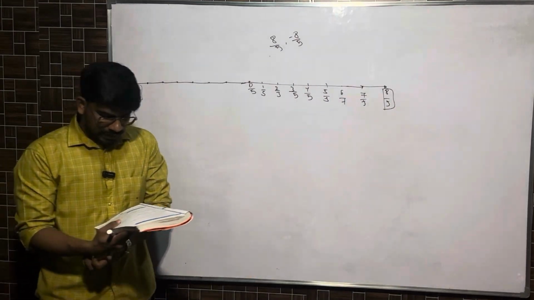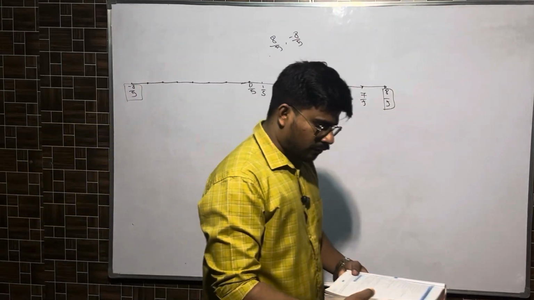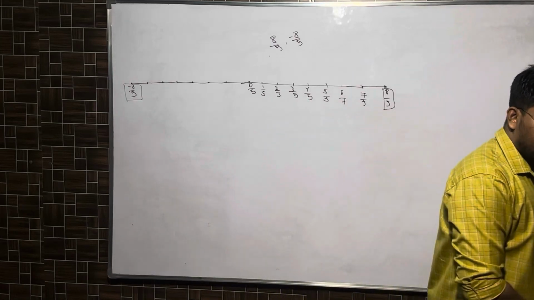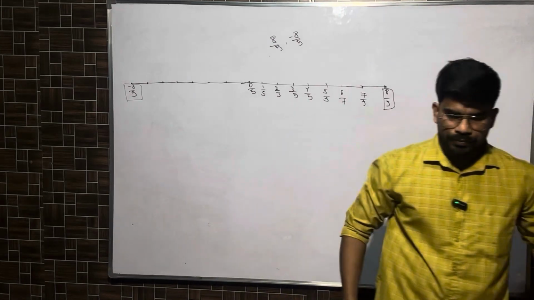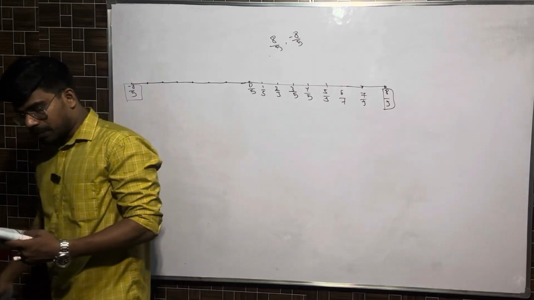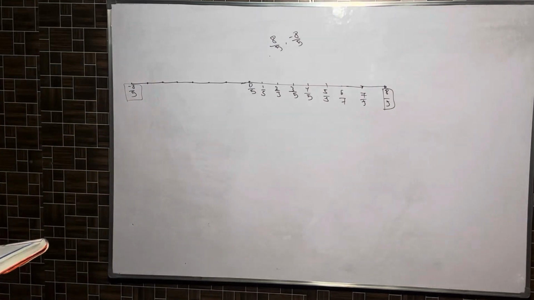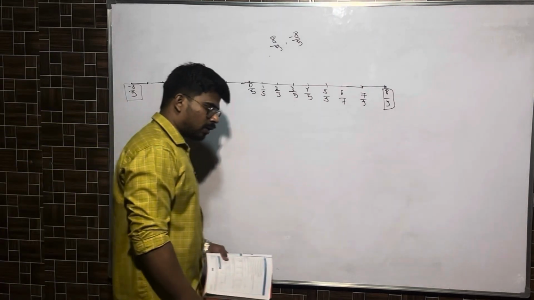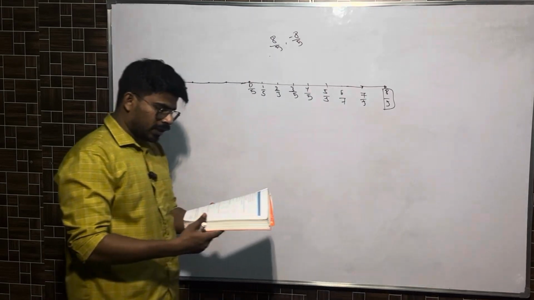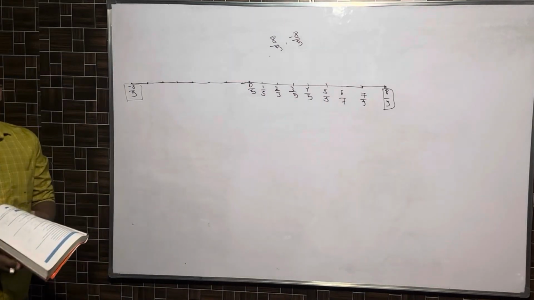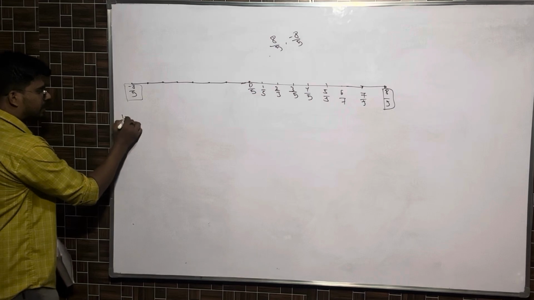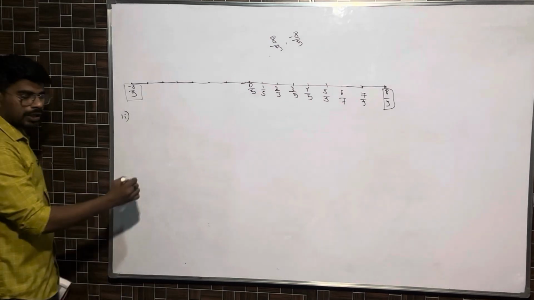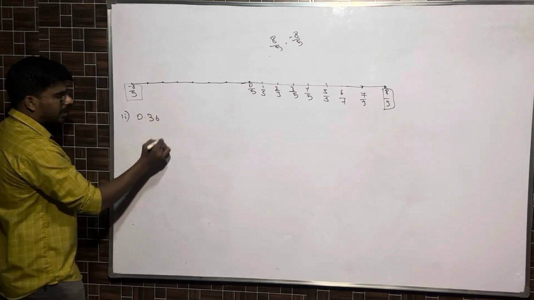Next set of important questions is expressing in the form of p by q. So this is actually question number 7 from exercise 1.1. Here the first question, first bit, is 0.36.